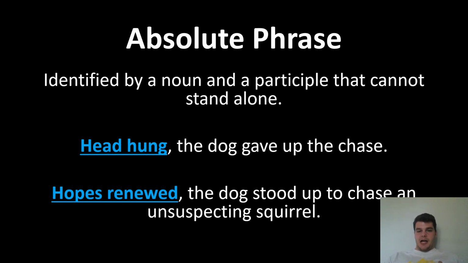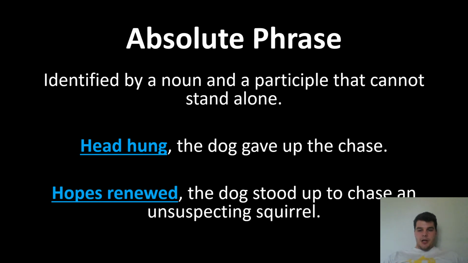It's basically describing, almost think of it as zooming in on something in particular. So we have the dog who's given up the chase, and we zoom in on his head hanging. Absolute phrases kind of add drama. They add detail to a description. Look at the next sentence down. Hopes renewed, the dog stood up to chase an unsuspecting squirrel. So again, we have the noun. We have the participle. Cannot stand alone. Technically, hopes renewed doesn't make sense as a standalone sentence. So it's clearly referring to something else, which would be the hopes of the dog, so referring back to the dog.